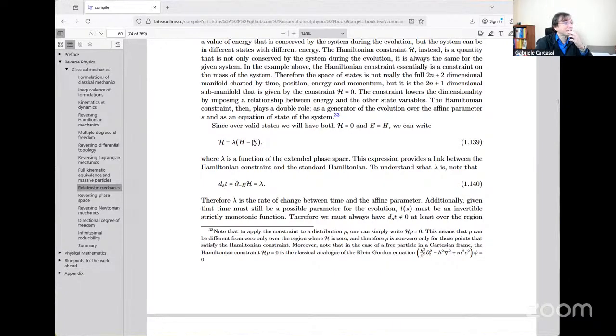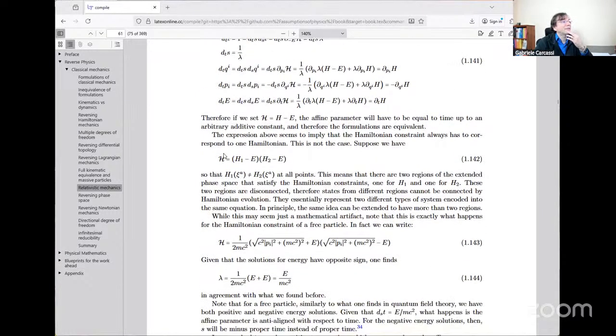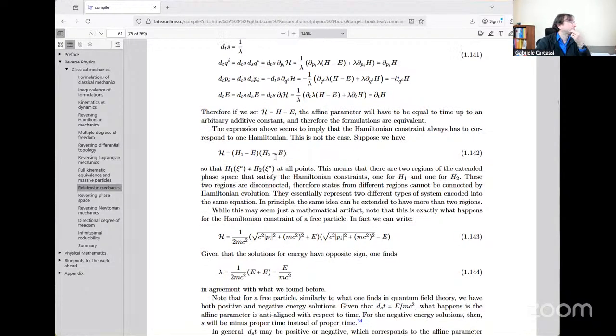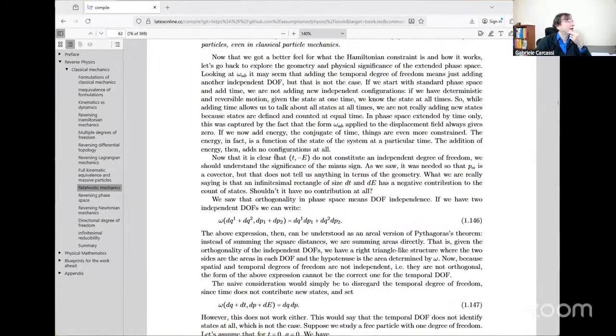And then we went back and tried to understand the link between the Hamiltonian constraint and Hamiltonians themselves. We saw that you can always go from one picture to the other, and that the Hamiltonian constraint can be understood as a multiplication of different Hamiltonians that live on disconnected parts of phase space. And I think that was it.